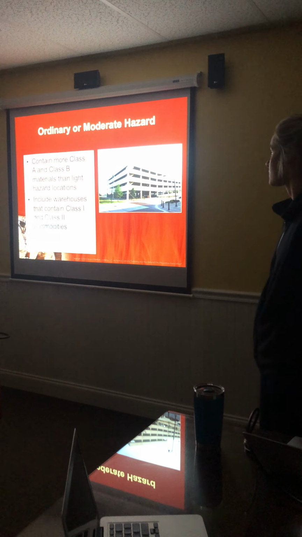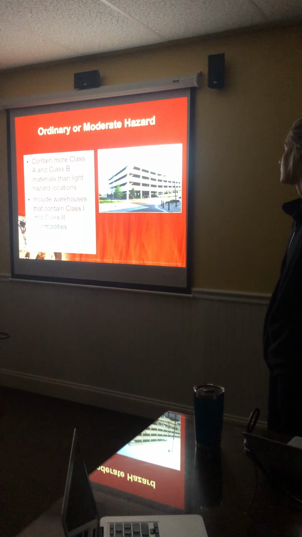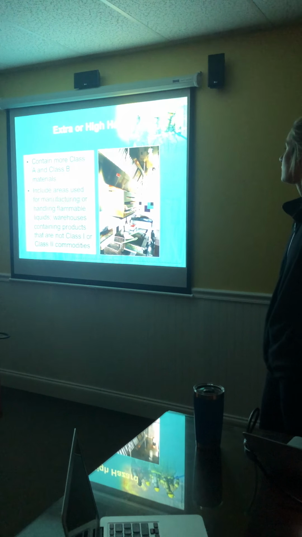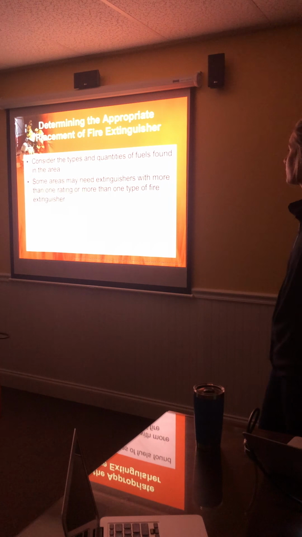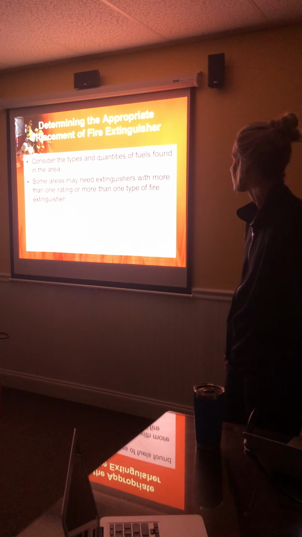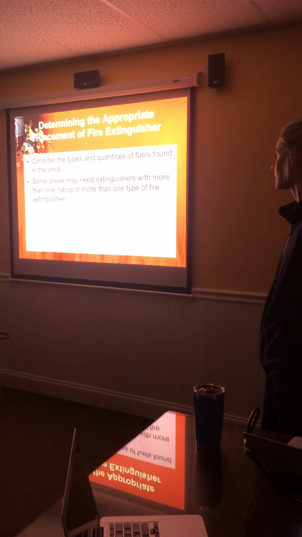Ordinary or moderate hazards, a little bit bigger, including warehouses that contain Class 1 and Class 2 commodities. Extra or high hazard contain more Class A and B materials. Kind of manufacturing plants. Determine the appropriate placement of fire extinguishers. Some areas may need more extinguishers with more than one rating or more than one type of fire extinguisher.